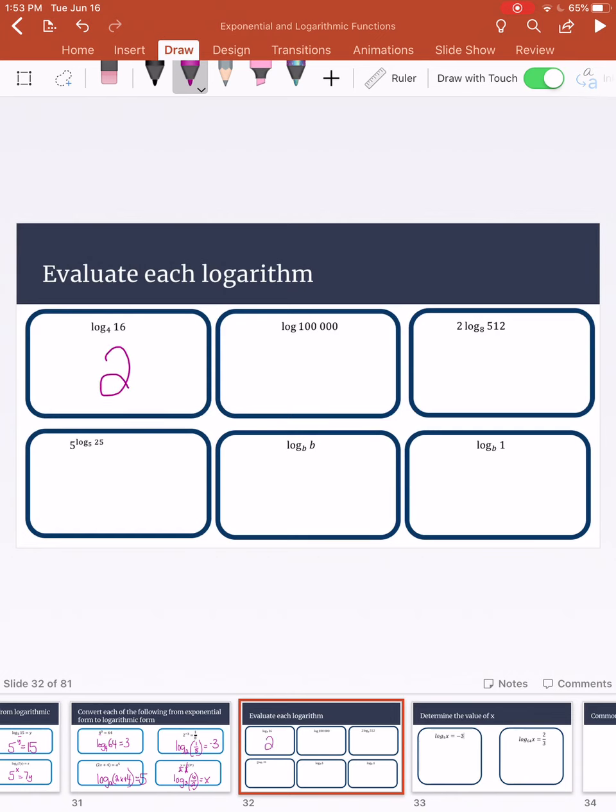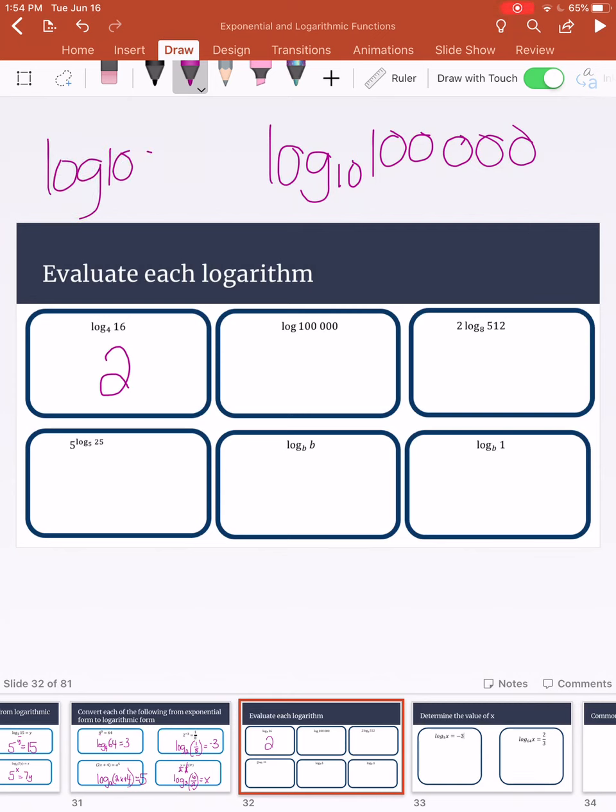Here, if you type this in your calculator, something else I'm going to point out is that what we're dealing with here are common logarithms. Common logarithms always have a base of 10 unless stated otherwise. So that means this is the same as this. Whenever the base isn't there, assume it's a 10. So when you're typing it in your calculator, you can actually just type log 100,000 and your calculator will automatically assume it's a base of 10. So go ahead, try typing that in. You should end up getting 5.